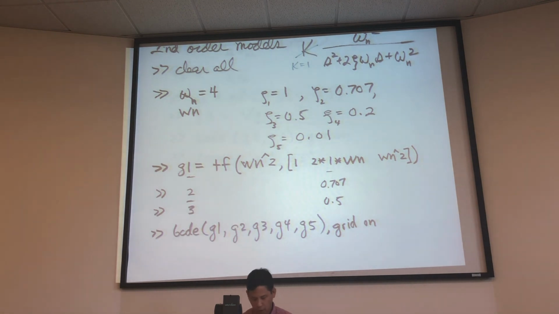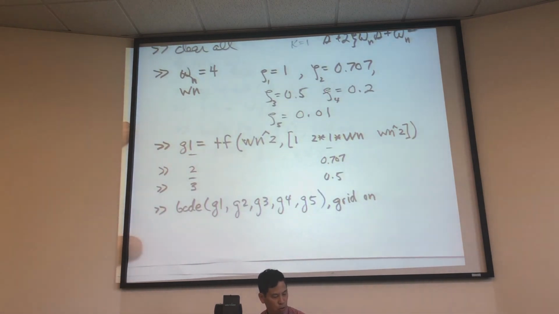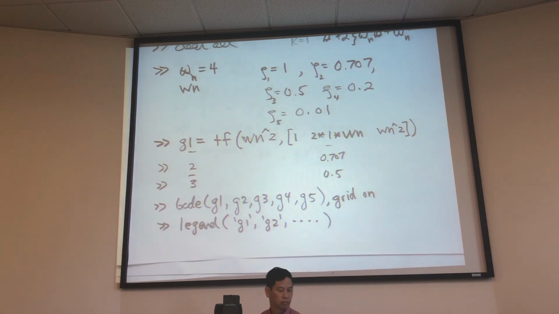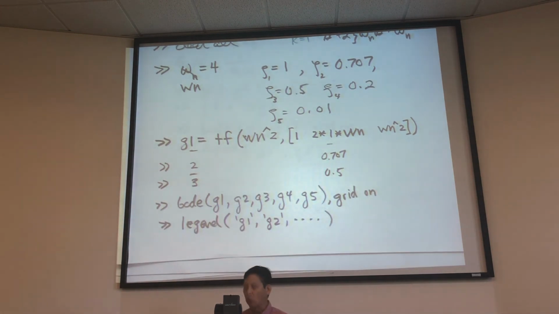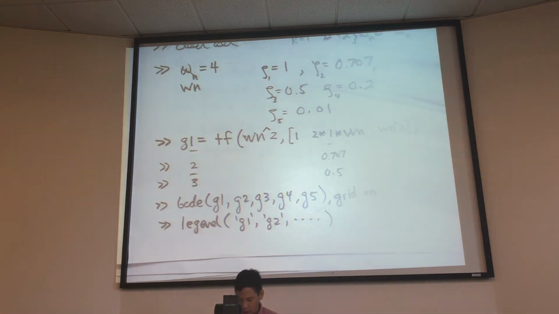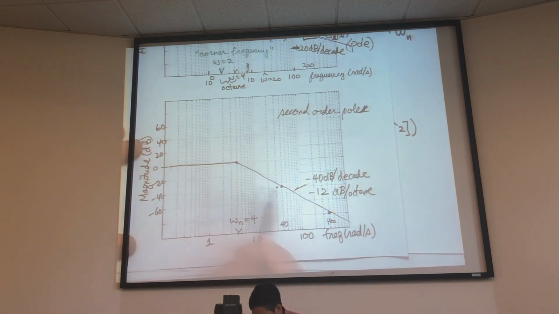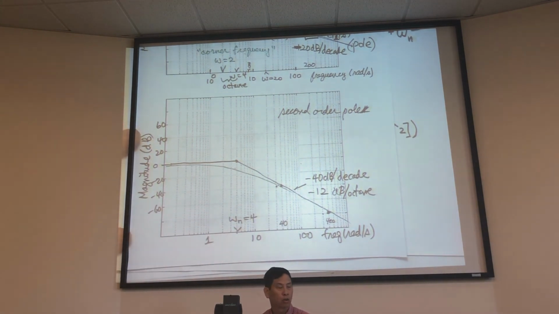Okay. And to help us distinguish who's what, you can type in a legend if you want. G1, G2, and so forth. You got to fill in this. It won't work on the computer. It only works in my mind. But what we should see is one of the curves is going to look like this. Okay. This is for zeta equal to 1.